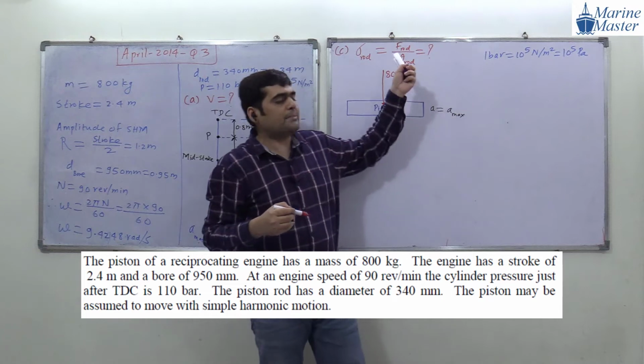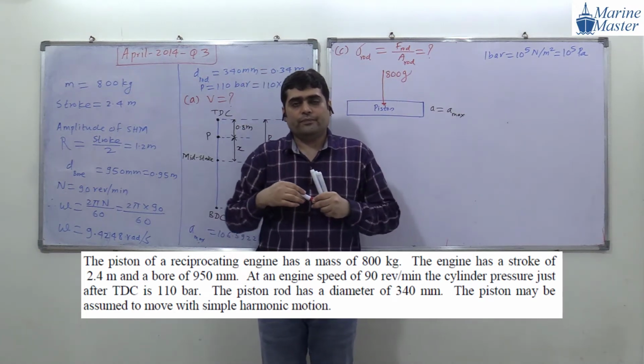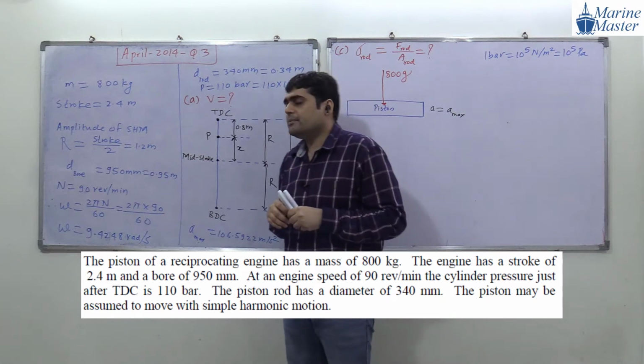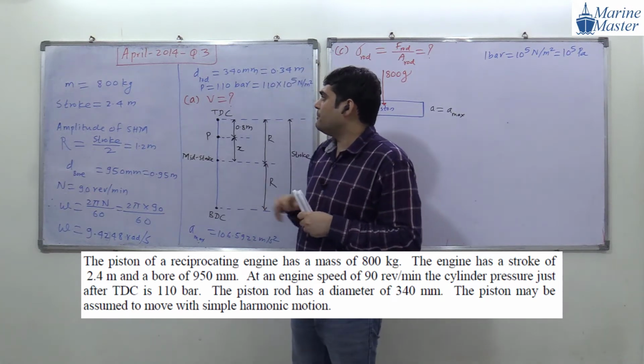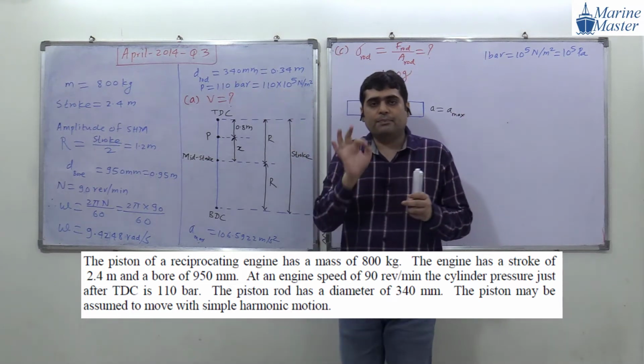G means acceleration due to gravity. Now there is a pressure also. What will be there, guys? Here pressure is also there. What will be the value of pressure? 110 bar means 110 into 10 raised to the power 5 Newton per meter square.